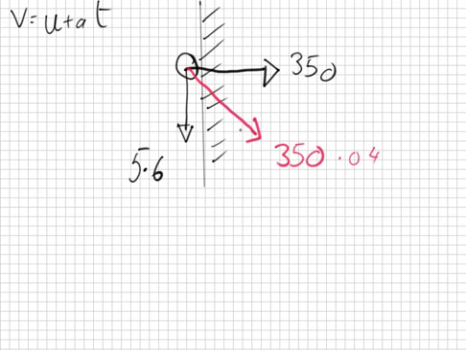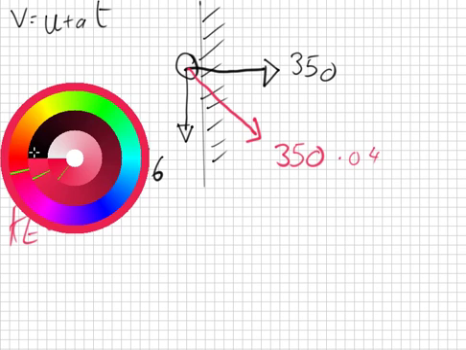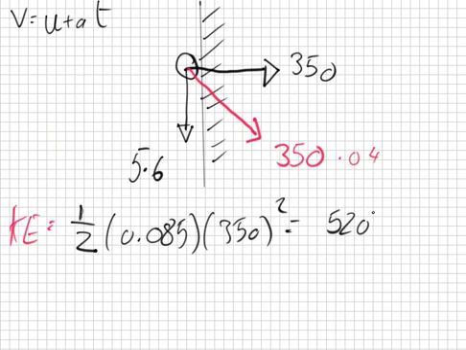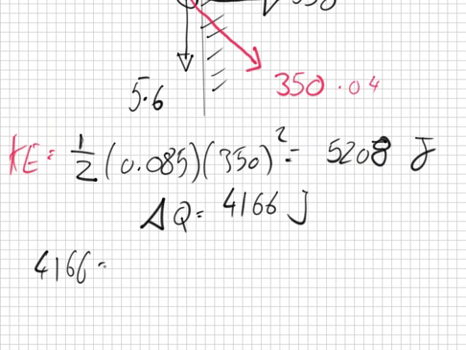Anyways, the kinetic energy is a half m, what's the mass? 85 grams, wasn't it? Yes. Half m v squared, that is 5208 joules. Now 80% of it gets converted into heat. So the amount of heat energy produced, 80% of that would be 4166 joules. So we can now use our delta Q equals m c delta T, and we're looking for the delta T.